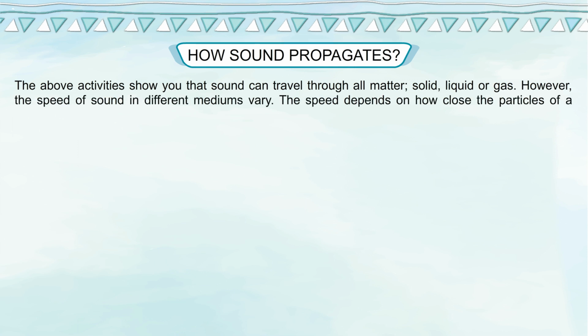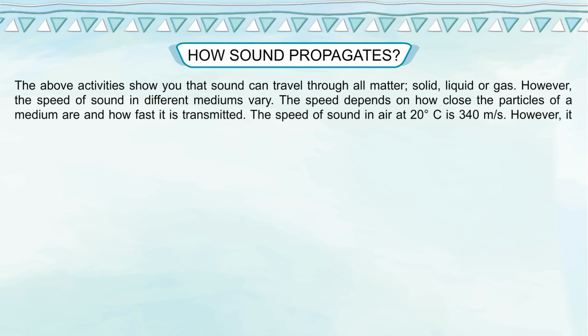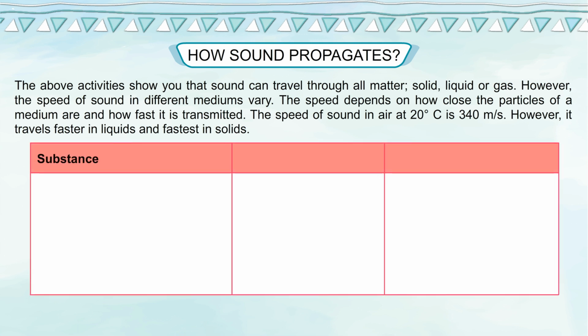However, the speed of sound in different mediums varies. The speed depends on how close the particles of a medium are and how fast the vibration is transmitted. The speed of sound in air at 20 degrees Celsius is 340 meters per second. However, it travels faster in liquids and fastest in solids.